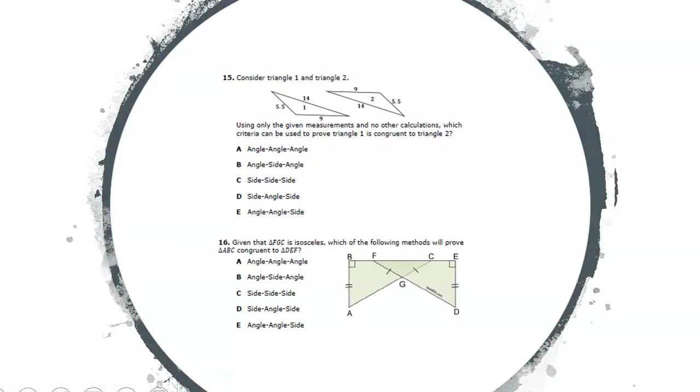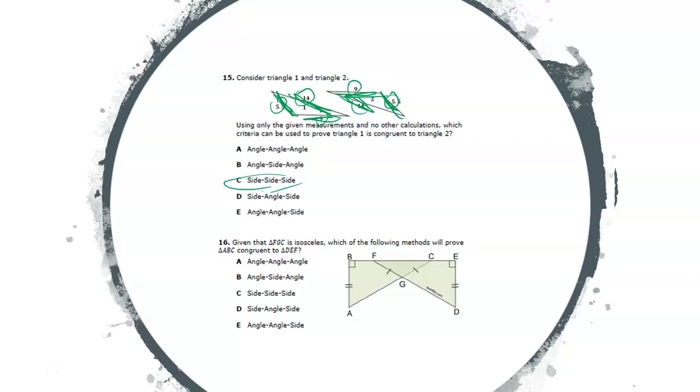All right, 15. Consider triangle 1 and triangle 2. Using only the given measurements and no other calculations, which criteria can be used to prove triangle 1 is congruent to triangle 2? All right, so here's what we can see. 14, 14, 9, 9, 5.5, 5.5. So we can see side, side, side. See, side, side, side, congruency.